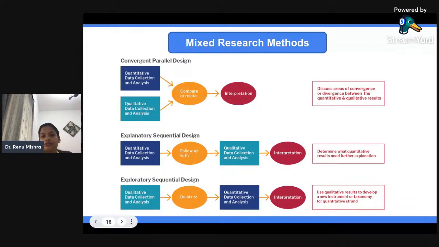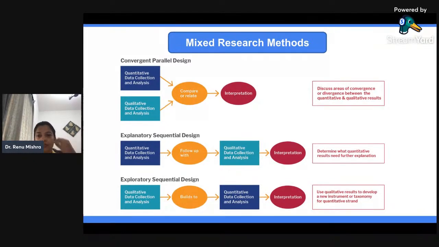Now there are three kinds of designs: convergent parallel design, explanatory sequential design, and exploratory sequential design. When you talk about convergent parallel design, you do the quantitative data collection and analysis, then the qualitative, then you compare and interpret. Here you talk about the areas of convergence or divergence. In simple language, in convergent parallel design, you check whether there is a similarity or dissimilarity between the qualitative and the quantitative data.